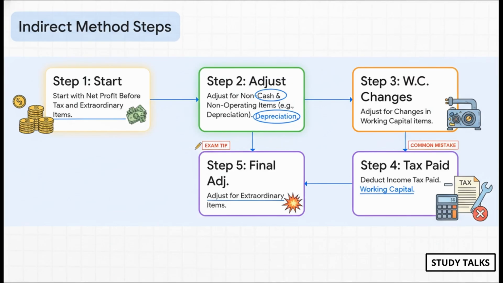Next, you adjust for working capital. Here's a simple rule. If a current asset goes up, your cash goes down. If a current liability goes up, your cash goes up. It's an inverse relationship. Finally, subtract the actual tax you paid, and you've got your net cash from operations.